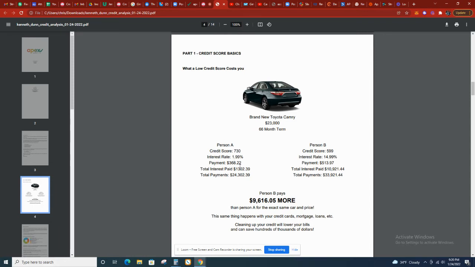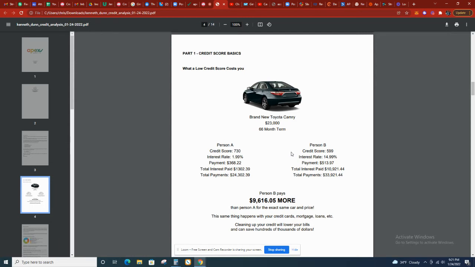Why? Because as you can see, if I were to get a loan for $23,000 over 66 months, that 1.99 interest would cost the customer $1,300 in interest versus $10,900 in interest, resulting in a payment of $368 versus $513. So here's good credit, here's bad credit. When you do the math, it's roughly $150 more per month over the next 5.5 years that customer would pay in interest. And that's just talking about a car.